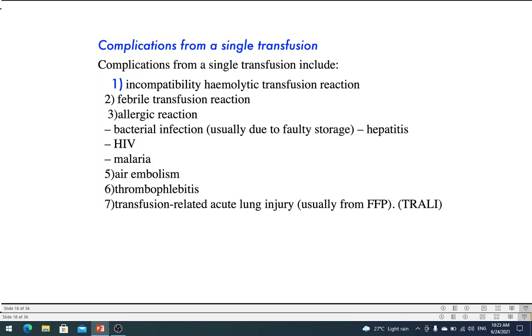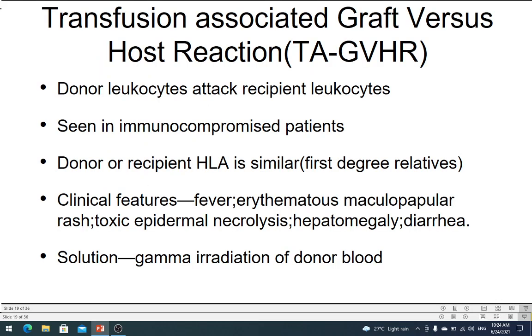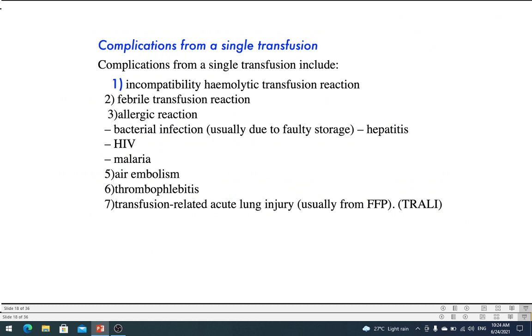Then the vein through which you're transfusing it can get thrombophlebitis, which any transfusion IV can produce if it is not carried out properly, especially with more viscid liquids like blood, more chances of developing thrombophlebitis. Then you have something called transfusion-related acute lung injury, TRALI. This is a very uncommon complication, but it is almost 100% fatal. That is the problem. It takes place only very rarely. We'll discuss this also as we go along.